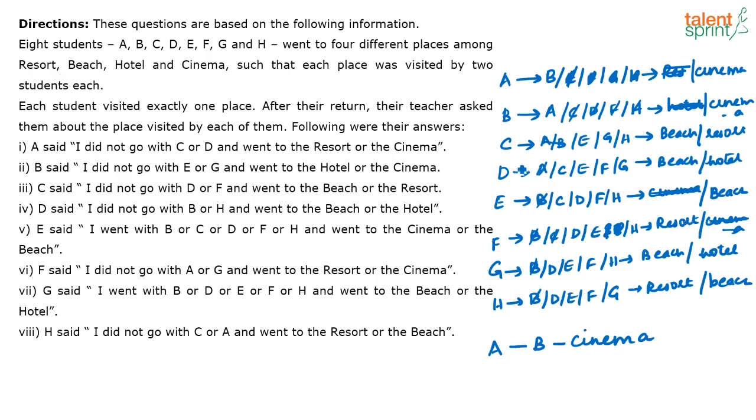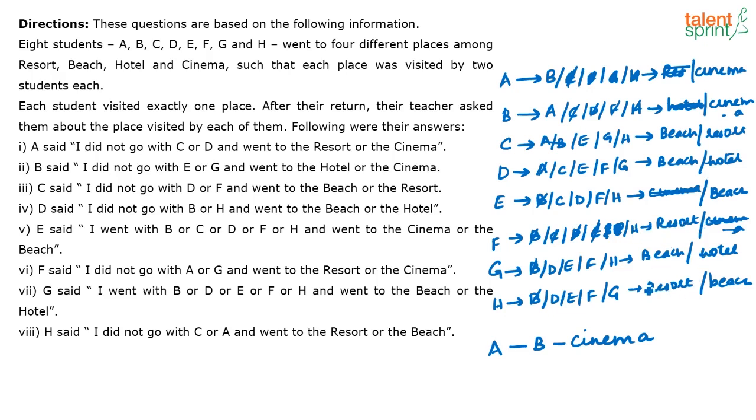But is D going to resort? No, D is not going to resort. Definitely F is going to resort. So that is also eliminated. Similarly, if you look at E, E is going to beach and F is going to resort. So E is also eliminated. So the only person you have left here is H.